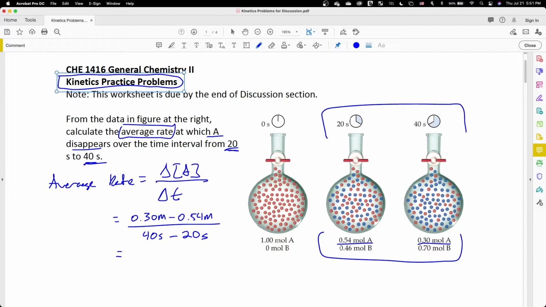But the thing is that we know for a fact that rates, unless we're in physics, are always positive, right? And so the answer you should come out with then is 1.2 times 10 to the negative 2 molar per second. And sorry about that, these should all be mole, not molar, because the unit given here in the figure is mole. Okay? Cool. Let's go to the next one now.